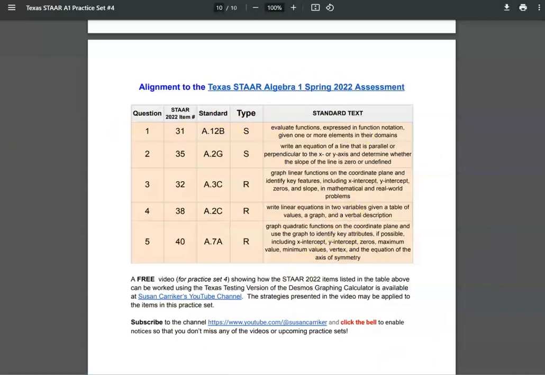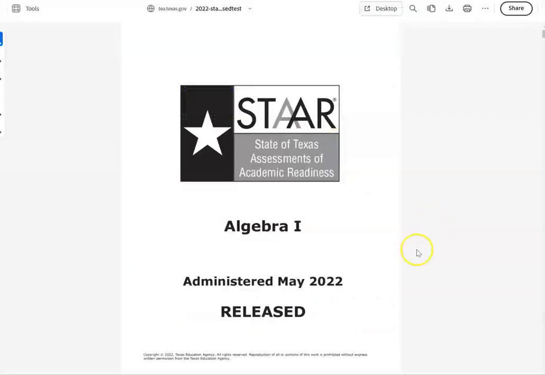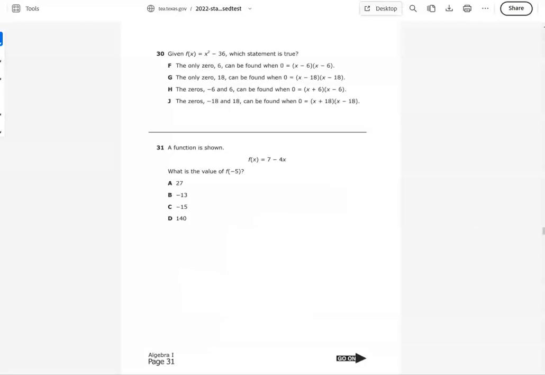Click the link at the top of this page and it will take you out to the actual STAAR assessment from Texas for 2022. This is what the STAAR assessment will look like when you go out to that free resource. And then for the first item today, we're going to go to page 31 and look at item number 31. So that item looks like this.